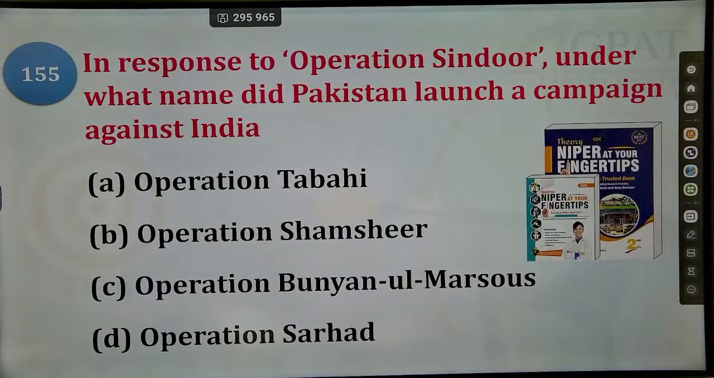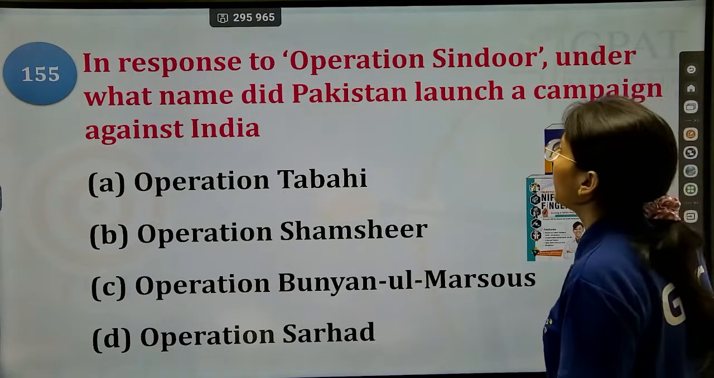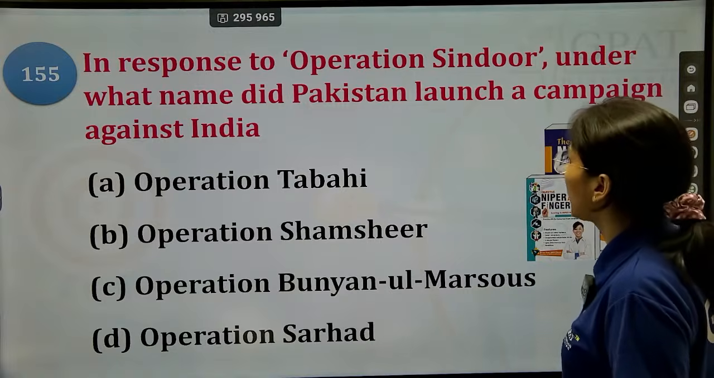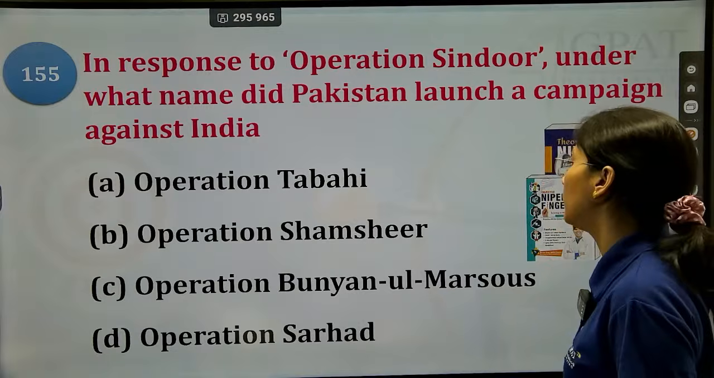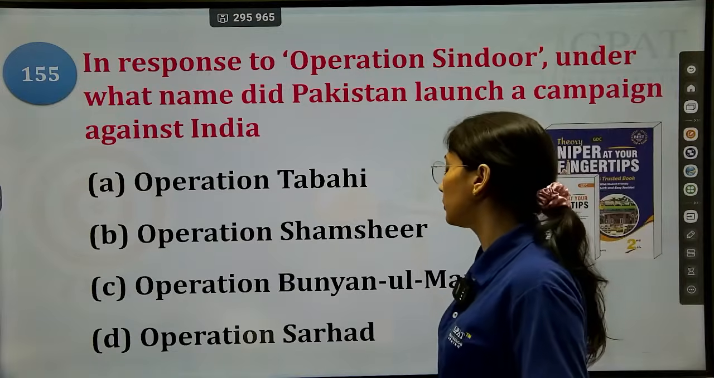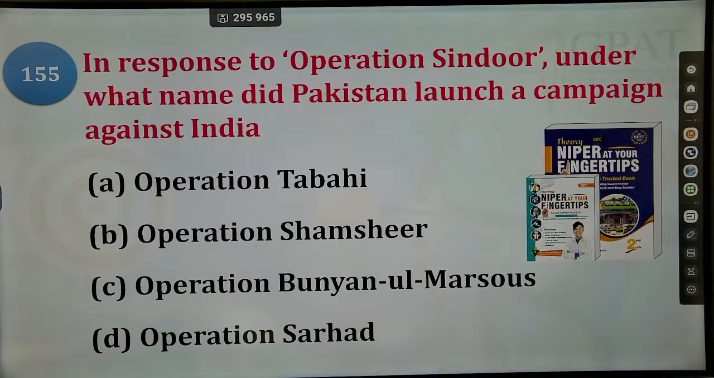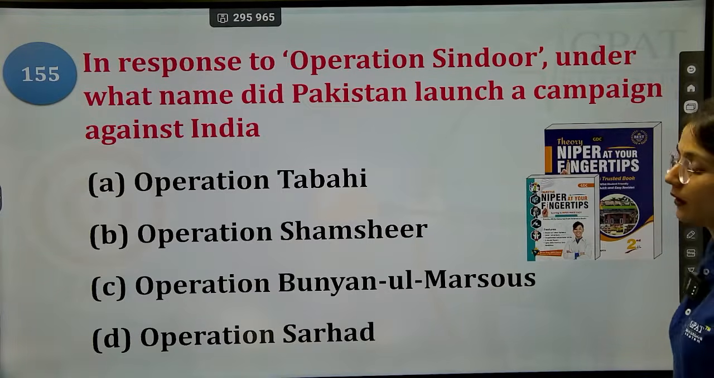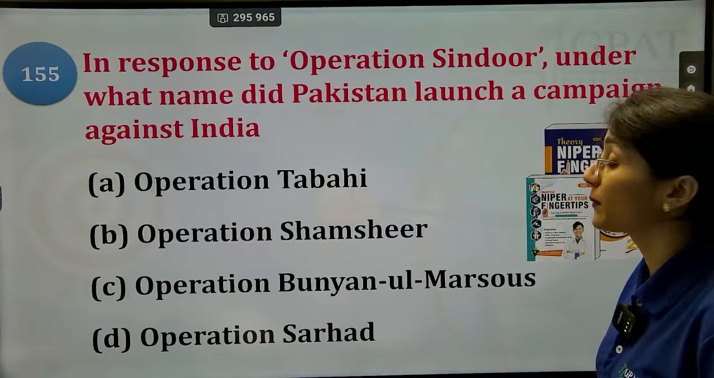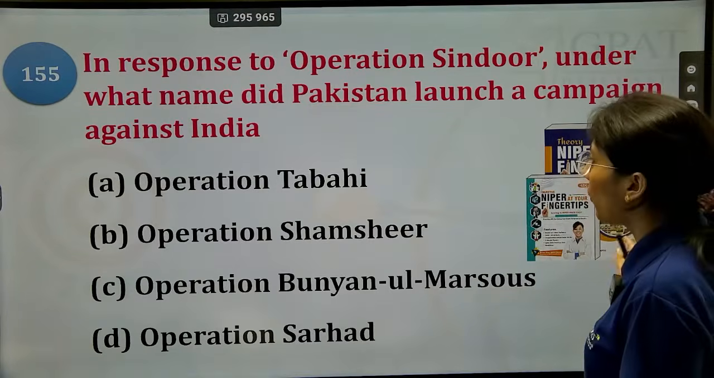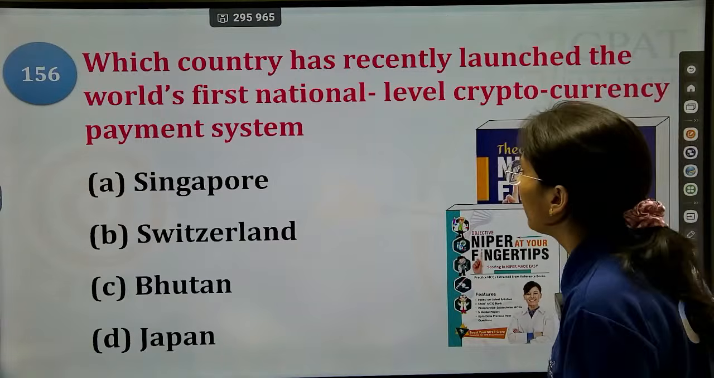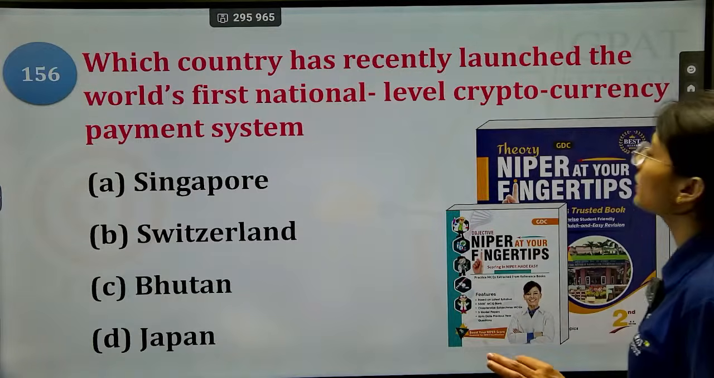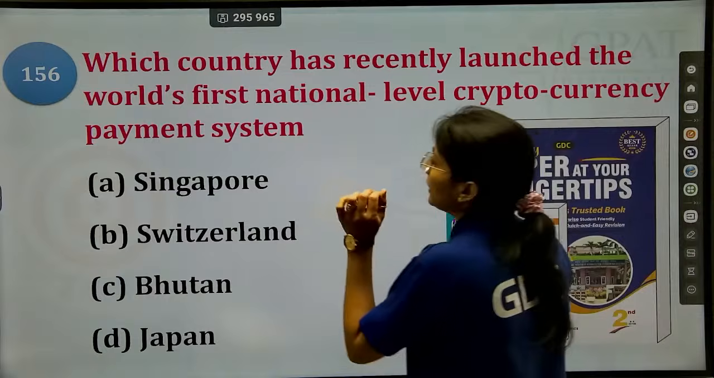In response to Operation Sindoor, under what name did Pakistan launch a campaign against India? Operation Tabahi, Operation Shamsher, Operation Bunyan-ul-Marsoor, Operation Sarhad. That is Operation Bunyan-ul-Marsoor.